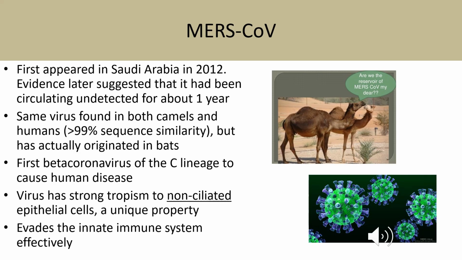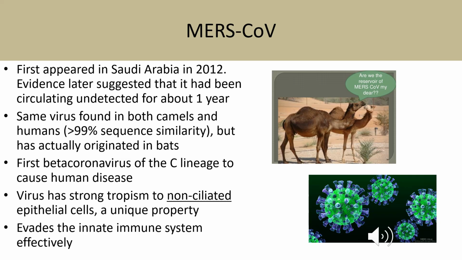Now, the next coronavirus we want to talk about is the MERS-CoV virus, which appeared in Saudi Arabia in 2012, although later it was estimated that it had been circulating for about a year before it was recognized. Now, this virus also originated in bats, but the intermediate host was the camel. And the sequence homology between the camel virus and the human virus was more than 99%.